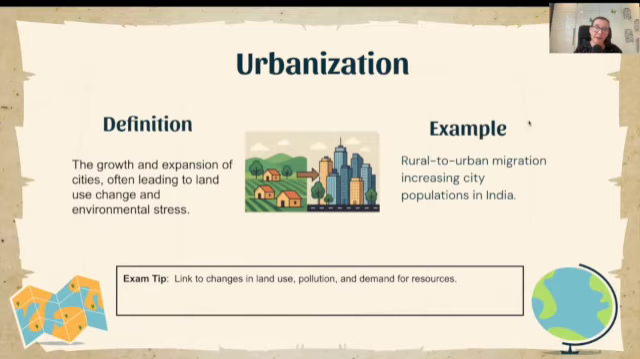Urbanization: the growth and expansion of cities, often leading to land use change and environmental stress. So, for example, rural to urban migration, increasing city populations in India. Here's your exam tip: linked to changes in land use, pollution, and demand for resources.